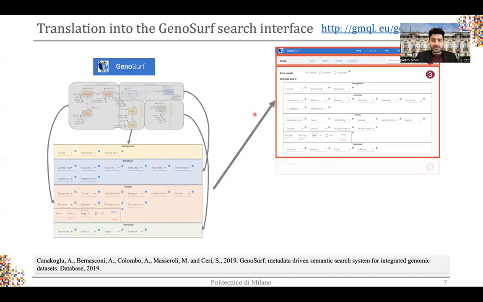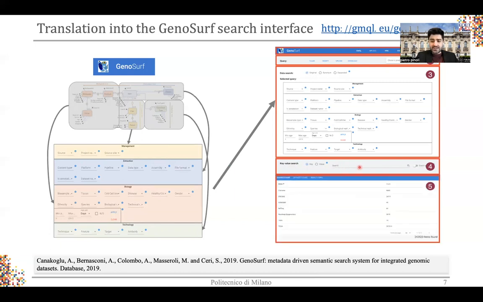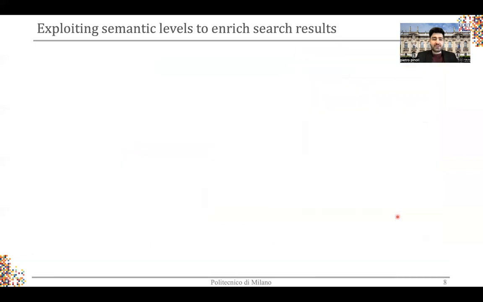The user interacts with the application by selecting the fields of interest, or optionally using a key-value search, where you can use free text. The result of a query is the set of experiments that correspond to the user query.